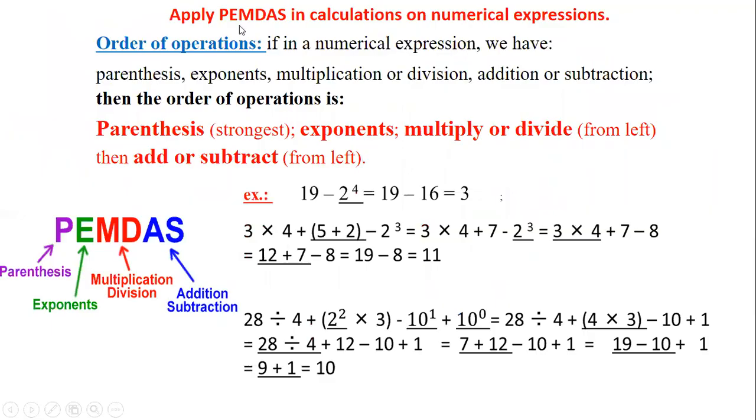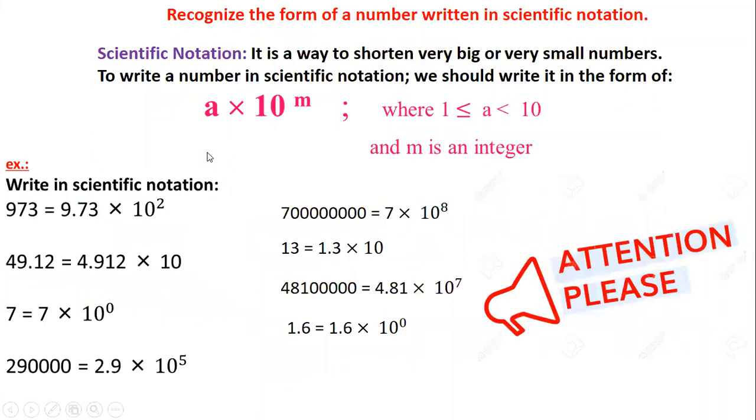Now, we have talked too much about the order of operations. If we have any numerical expression and we want to find its answer, we should apply something called PEMDAS. We should first start with the parentheses, then we go to exponents, then we do multiplication and division. After that, we do addition and subtraction from left to right.